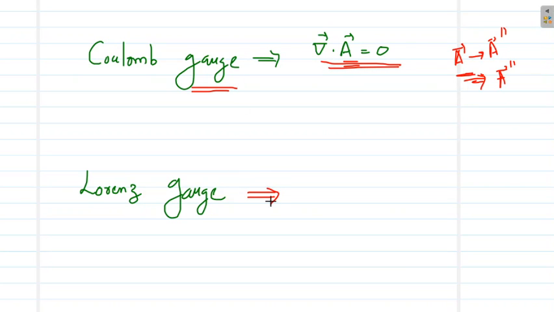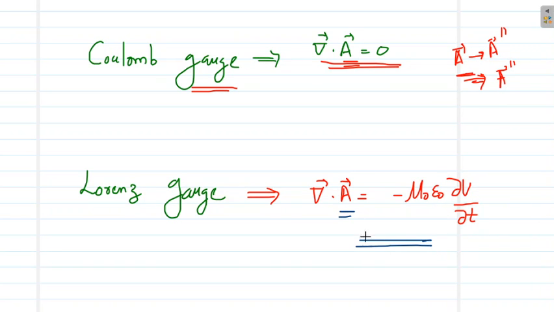Similarly, for Lorentz gauge, the condition is del dot A bar is equal to minus mu 0 epsilon 0 dou V by dou t. So you can choose one particular A bar, and for that A bar, we should get del dot A bar equal to minus mu 0 epsilon 0 dou V by dou t. And this condition is called Lorentz gauge.